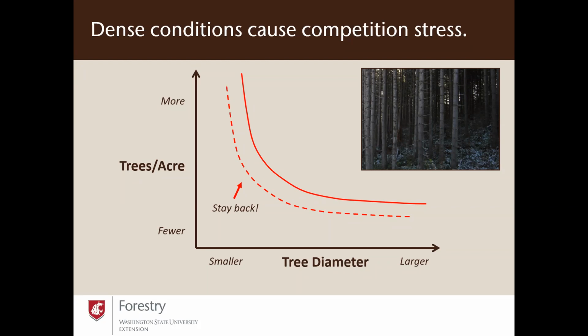So if that red line is the limit of what's biologically possible, you'll see inside of that I have another red curve, a dashed line. And this is what we would call the zone of imminent competition mortality. That's where things are getting so competitive that something's got to give. If the stand is to keep growing and trees are going to keep getting bigger, some of them have to go at this point. Density's got to drop.